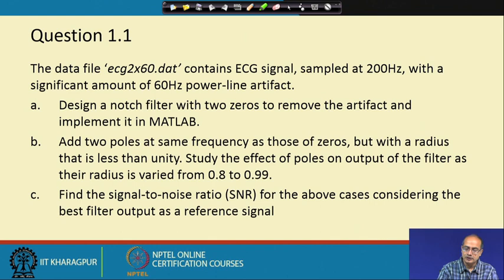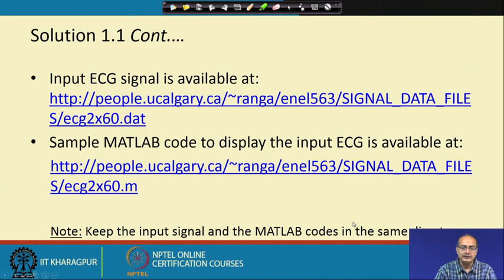So, the first task is to get the signal and the sample code which will enable us to read it. Here we have provided the links from where we can get this data file and the .m file which will enable us to read that data faithfully. One thing we should keep in mind is that we should keep both the data file and the MATLAB file in the same directory and set that directory as the working directory of MATLAB. Once we do that, this code will work properly. So, let us proceed.